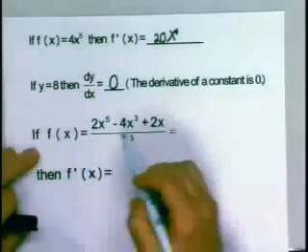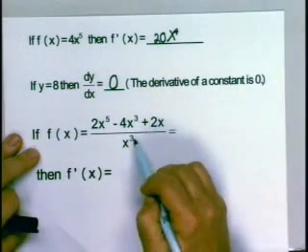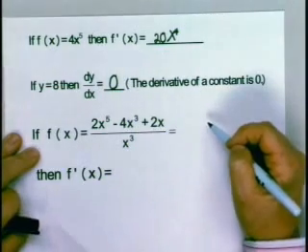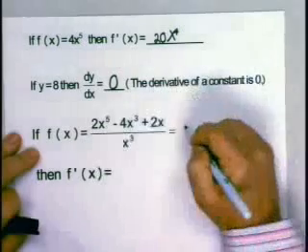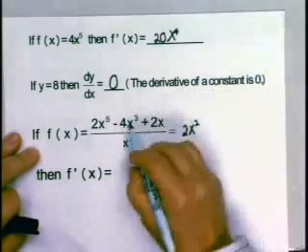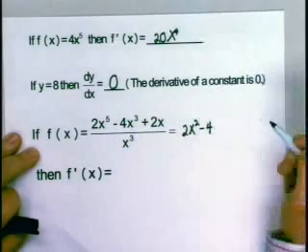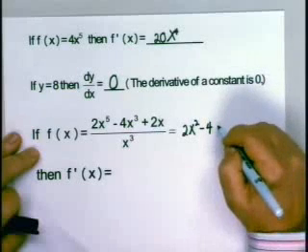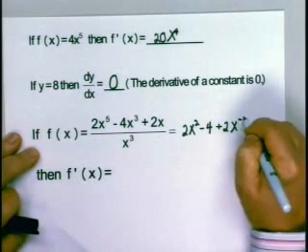If f of x is equal to 2x to the 5th minus 4x cubed plus 2x divided by x to the 3rd, we would have to begin this problem by dividing. 2x to the 5th divided by x to the 3rd would be 2x to the 2nd, minus 4x to the 3rd divided by x to the 3rd would be minus 4, and 2x divided by x to the negative 3 would be plus 2 x to the negative 2.